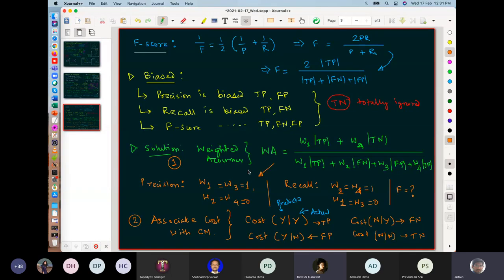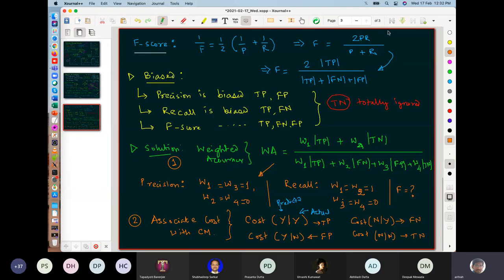Sir, I think the recall weights are wrong. W4 should not be 1 because otherwise we would have considered TN. Yeah. So W1 and W2 should be 1. Yes, I made a mistake. W1 and W2, and W3, W4 should be 0. Correct. You are correct.